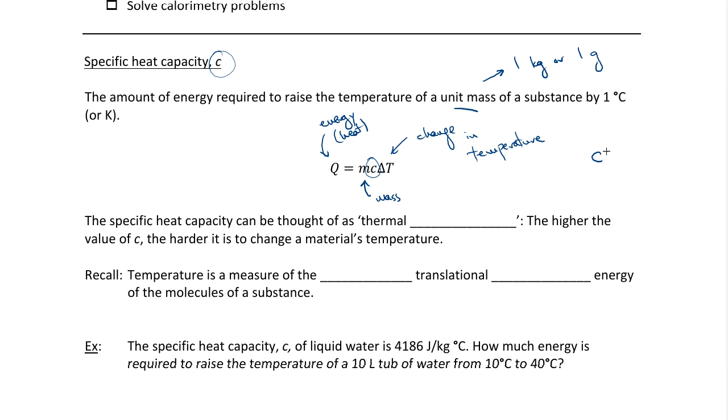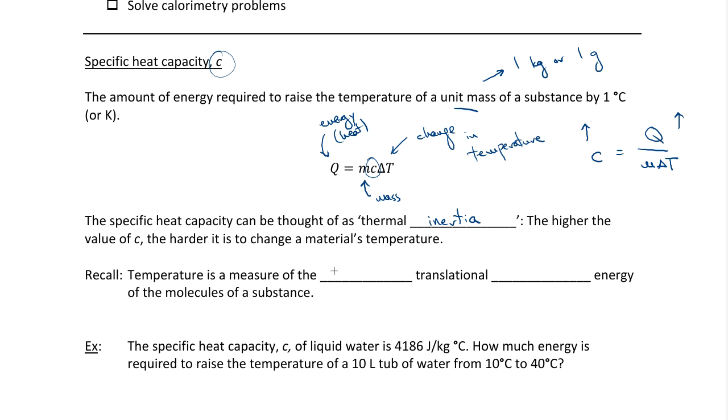Rearranging this, we can think of it as c is equal to Q over m delta T. For a given mass, if the mass stays the same, if you have a higher value of c, it takes a higher amount of energy, greater Q, to get the same temperature increase. So we can think of specific heat capacity like thermal inertia. Just like the inertia of an object causes it to resist acceleration, resist changes in velocity, the specific heat capacity is a reflection of an object's resistance to changing temperature.